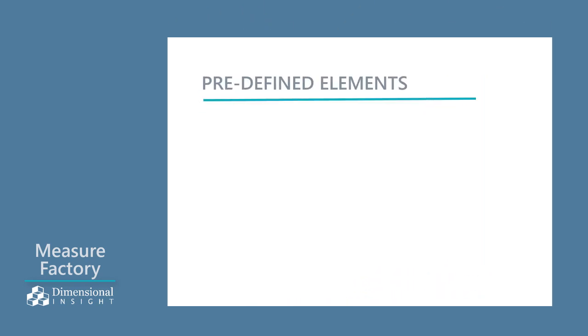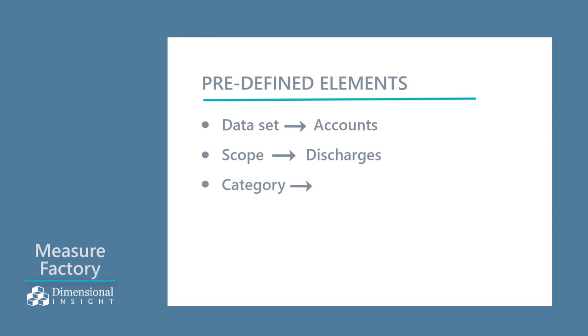For the purposes of this demonstration, the following elements have already been defined. The dataset. The dataset is accounts. The scope. The scope is discharges, which establishes discharge date as our date column. The category. The category is outpatient volumes.